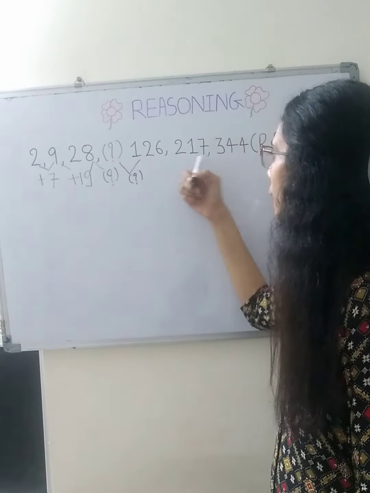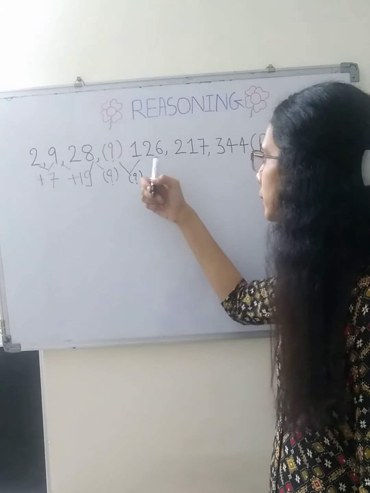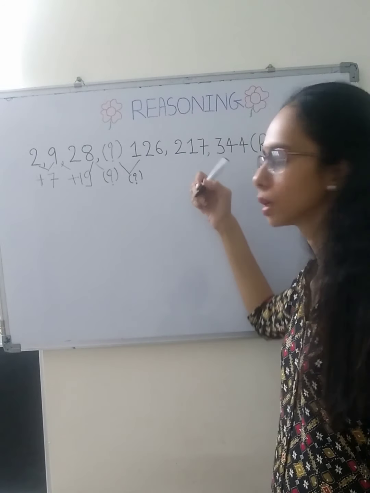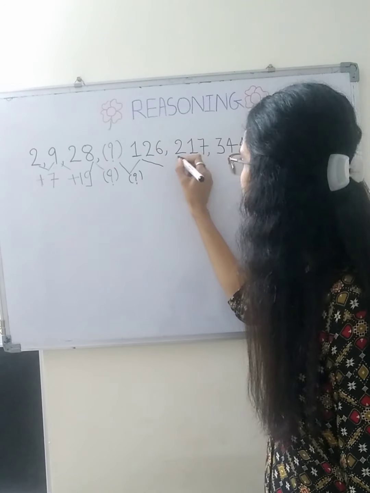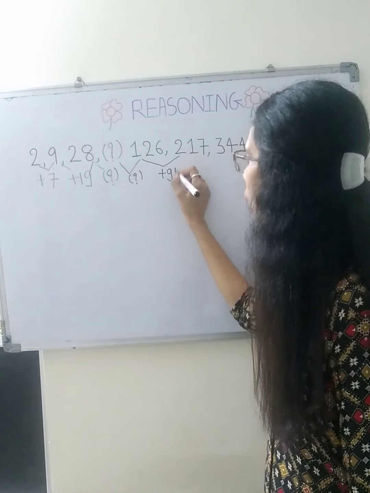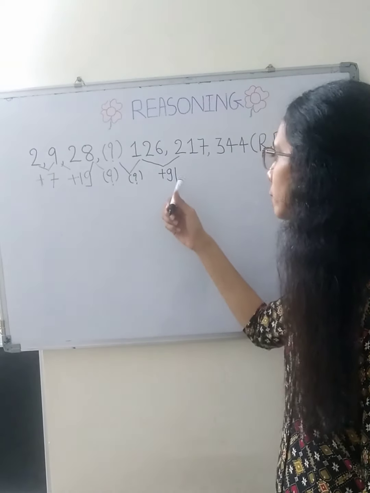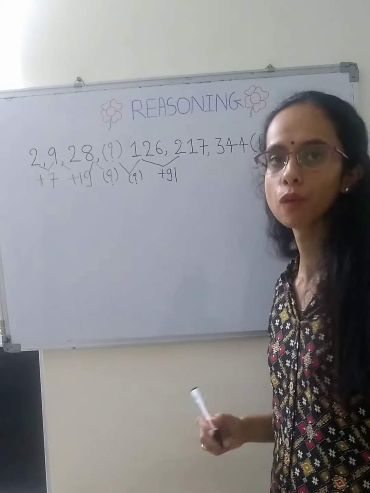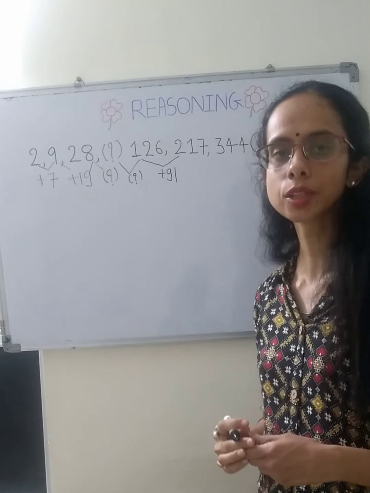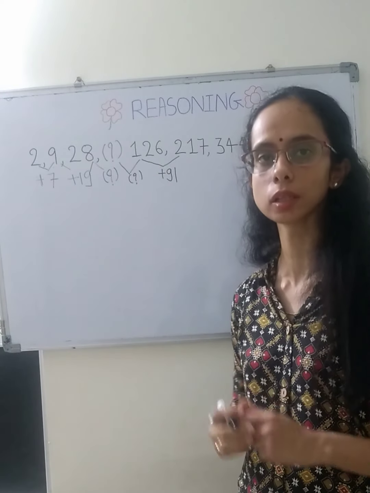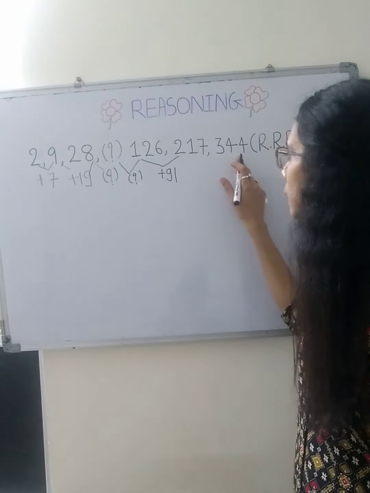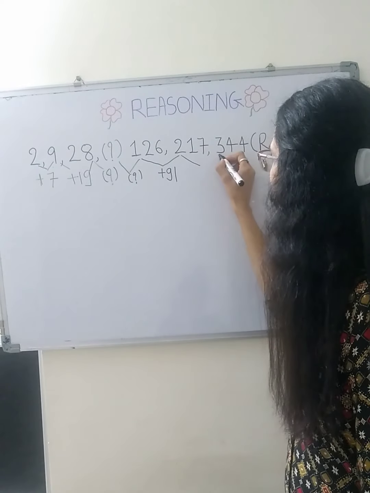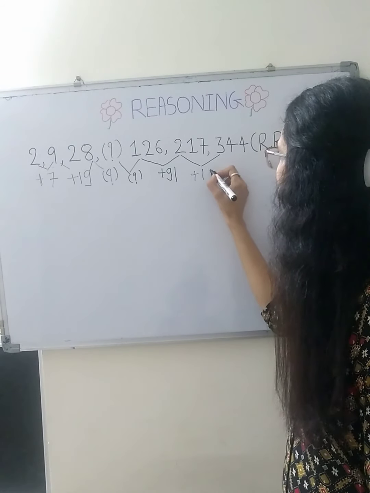Then 126 and 217. What is the relation between these two numbers? When 126 is subtracted from 217, we get 91. What we get, friends? 91. Or we can cross check in another way: when 91 is added to 126, we get 217. Why do we cross check like this? Because addition and subtraction are reversible processes of each other. So 217 and 344. What is the relation between these two terms? 127.